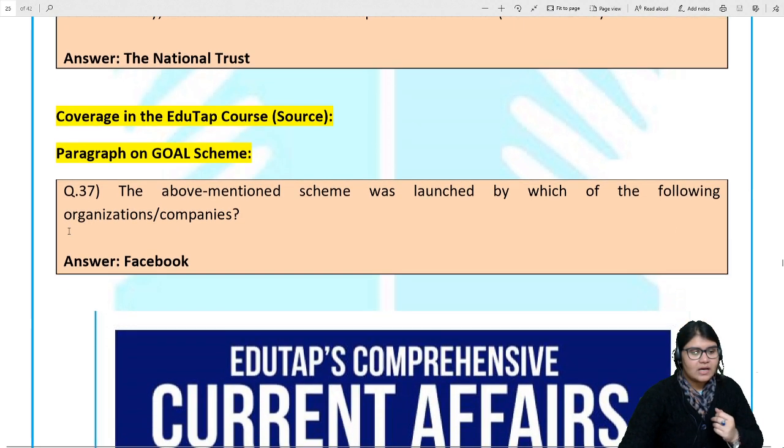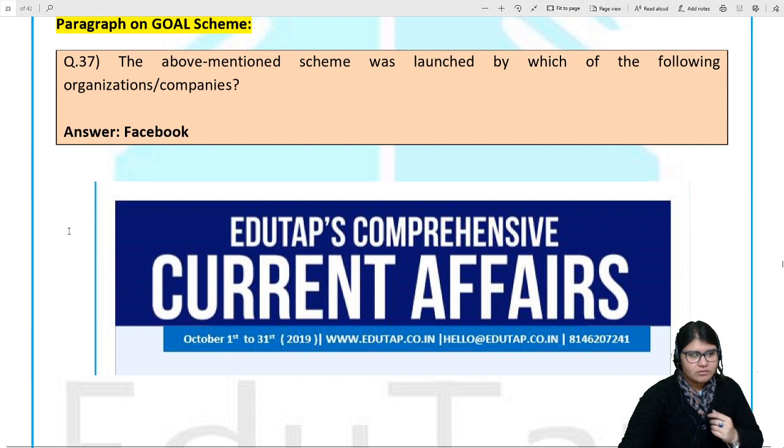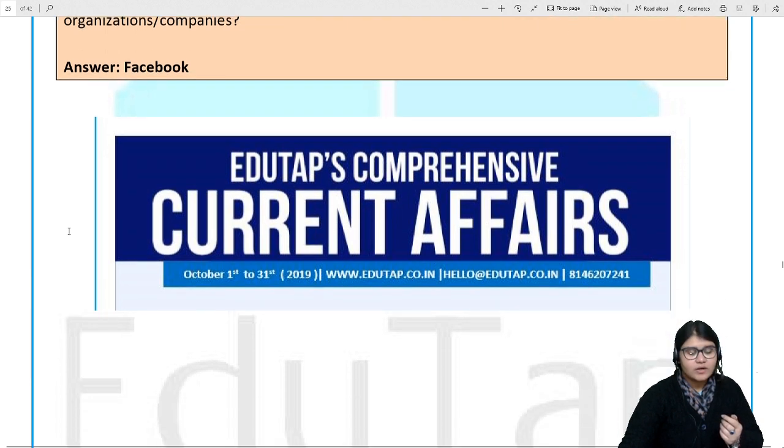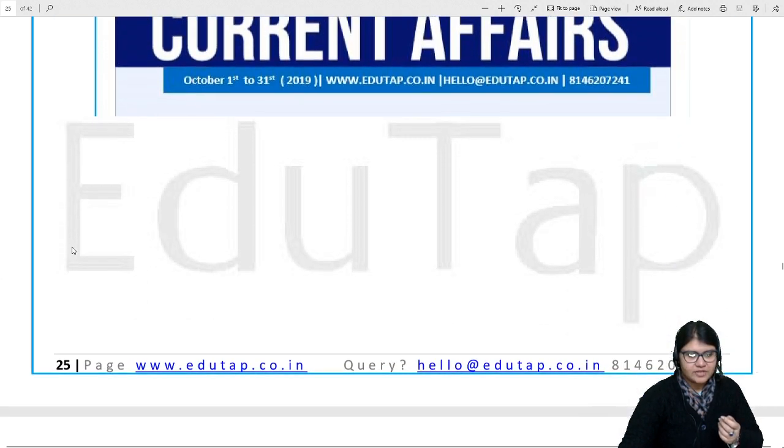So this one, next we see there was a passage on goal scheme or initiative, we may call it. So the first question read, the above mentioned scheme was launched by which of the following organization or companies? The answer is Facebook. This was covered in the October monthly current affairs magazine.